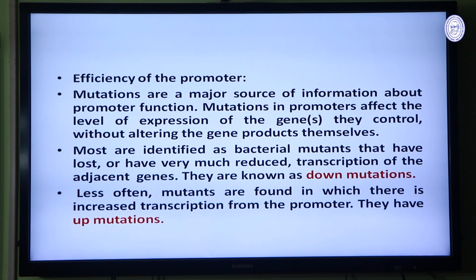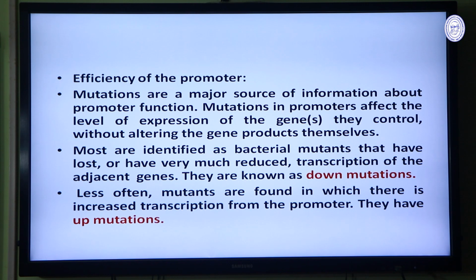Now, how can we actually measure the efficiency of a promoter? Some genes are highly expressed in some particular tissue or system, while in the bacterial system some genes may not be that efficiently expressed. So, the efficiency of transcription depends on the efficiency of the promoter. If the promoter is a very strong promoter, then the rate of transcription will be high. If the promoter is weak, then the rate of transcription will be low.